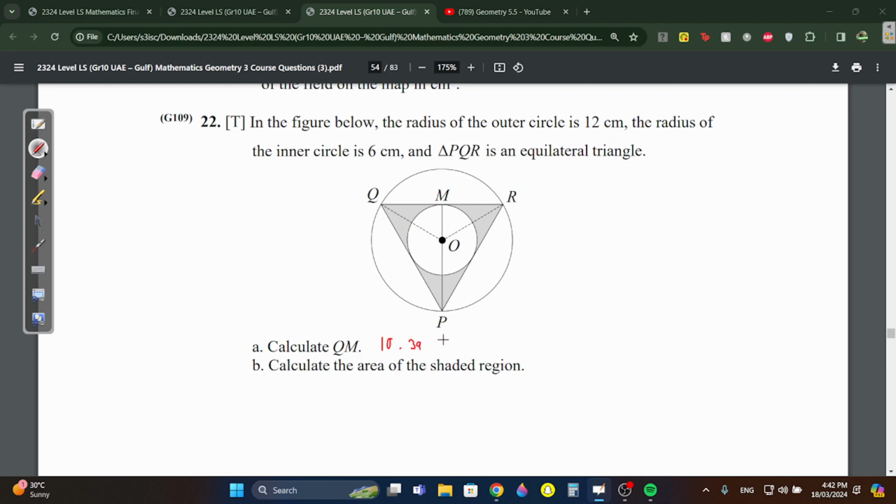Calculate the area of the shaded region. So I'm going to give you my way, and then I'll look at the way they solved it in the solution. QM is 10.39, and since it's an equilateral triangle, that means it's also here 10.39. So this is 10.39, this is 10.39. Okay, keep that in mind. They want the shaded region. The shaded region would be the whole triangle minus the area of the circle here, right?